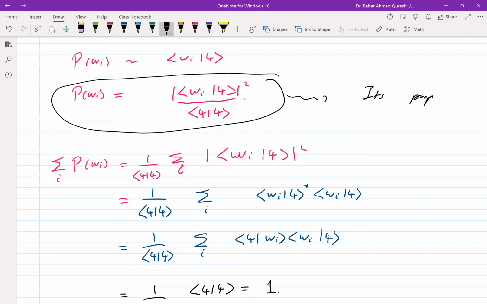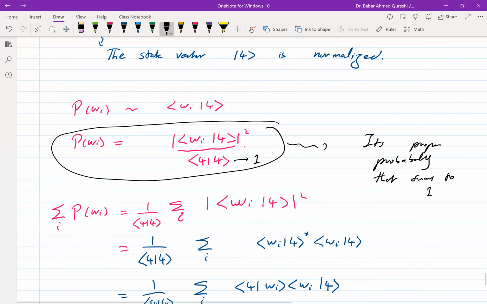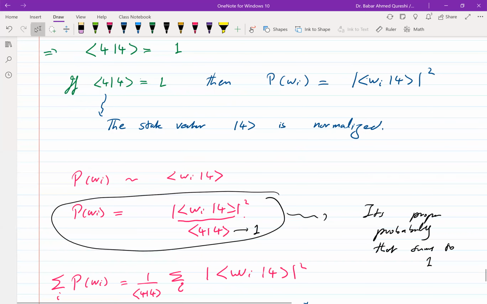So that means if I write this, even then it is proper probability that sums to 1. And it is consistent with our previous assertion, because if this is 1, if this is normalized, then this goes to this formula.